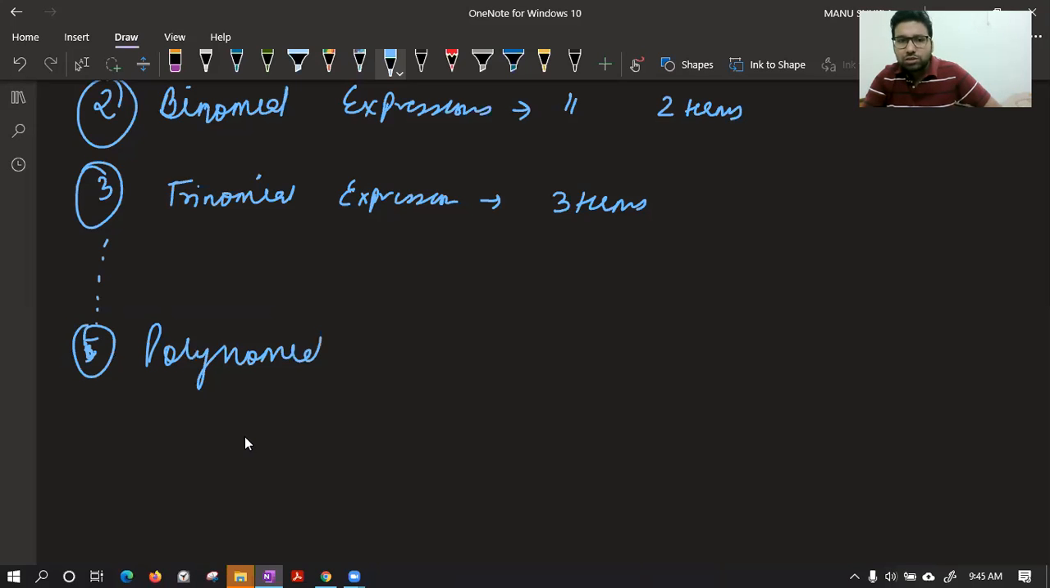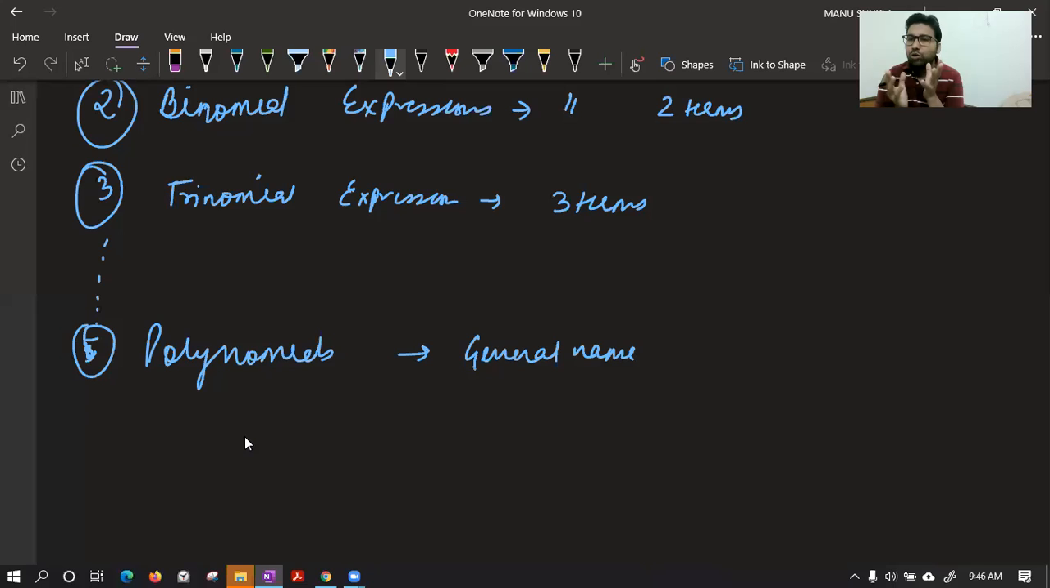Polynomials. No, but it is not 4. It is not going in sequence. I told you 4 is quadrinomial and so on it will go on. But till which point? There is no end for this. So polynomial means one or more. Polynomial is a general name given to these. So monomial is a polynomial, binomial is a polynomial, trinomial is a polynomial, like that.